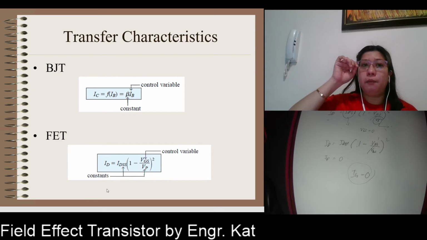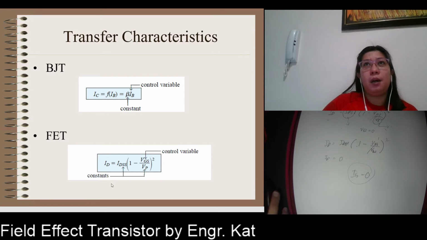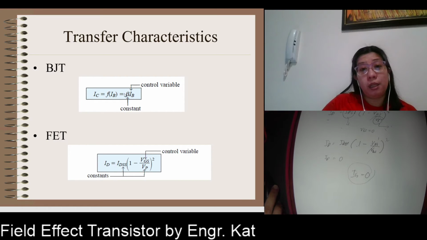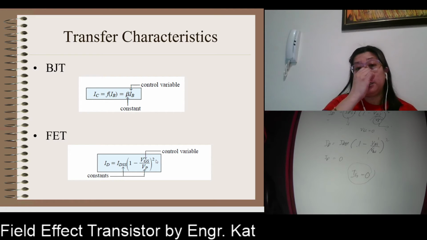So as you can see, the BJT is more linear because we don't have a square in its formula. However, here we have a curve. So why do we have a curve? Because we already have a square here. So our graph is not a straight line anymore, but more of a curve.